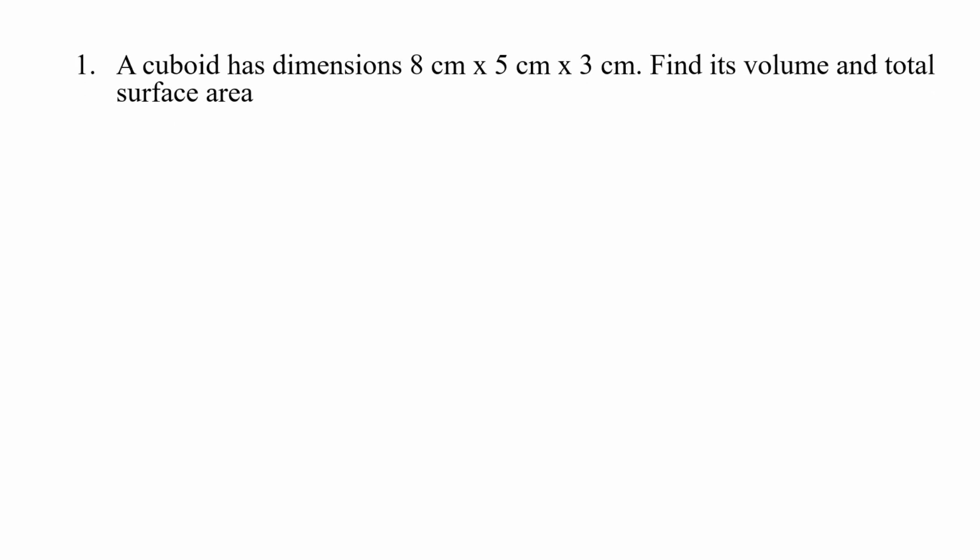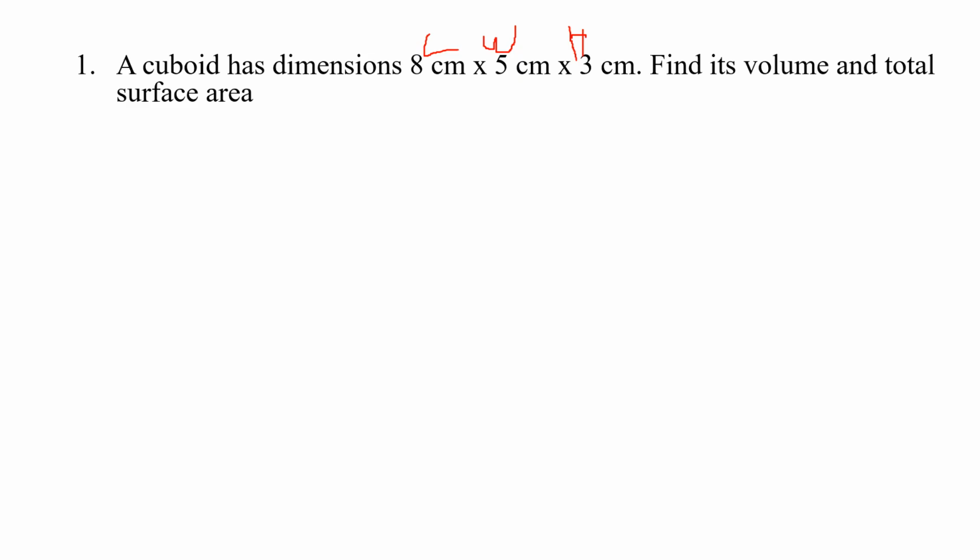Then we have another example, about a cuboid. A cuboid has dimensions 8 centimeters by 5 centimeters by 3 centimeters. Find its volume and total surface area. The moment you see this, that means we shall have length, width, and then height. This is our length, then this is our width, and then this is our height.